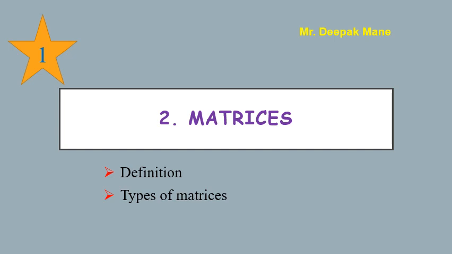Mathematics part 1 of 12 standard. Points we are going to discuss today, which we learned in 11th standard. First one, definition of matrix, and then types of matrices. So let us start with our first point, definition of matrix.